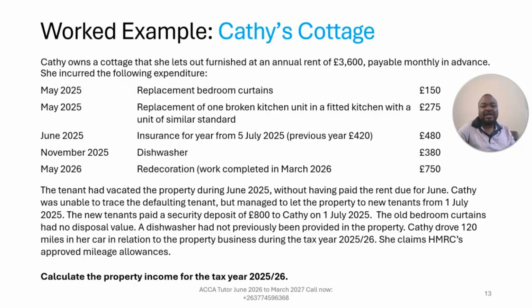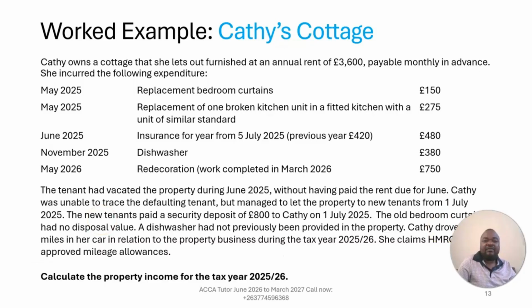The old bedroom curtains had no disposal value. A dishwasher had not previously been provided in the property. Kathy drove 120 miles in her car in relation to the property business during the tax year 2025-2026. She claims HMRC's approved mileage allowances. Calculate the property income for the tax year 2025-2026.